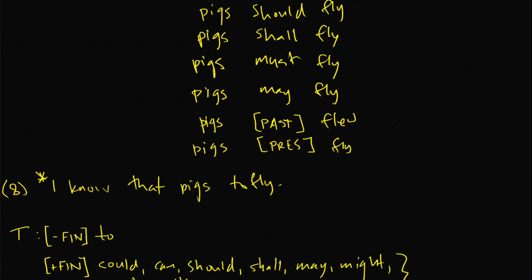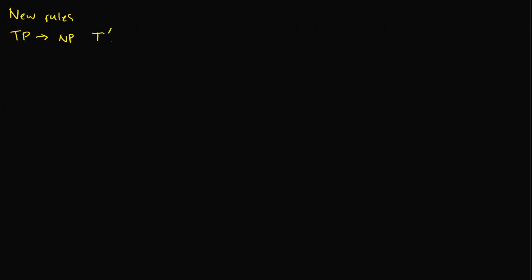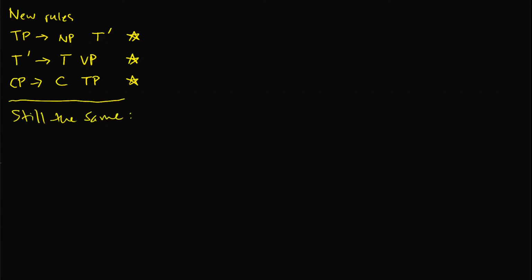Okay, so let's sum up all the changes we made to the grammar. So we made some pretty significant changes to the rules. We no longer have an S rule, but we have a TP rule that introduces the subject into the sentence. We're now saying there's this constituent called T bar that's part of a TP, and T bar contains a T head and a VP. And in the CP rule, the C no longer has an S as its complement, but a TP as its complement. So these are the three big changes we made here. All the other rules are still the same, although they're going to be changing pretty soon.